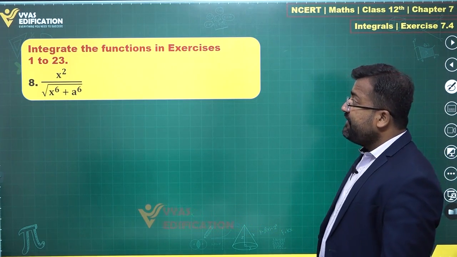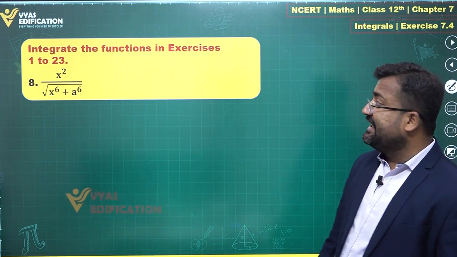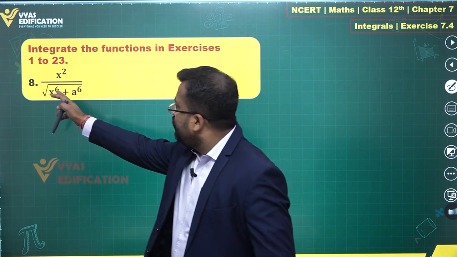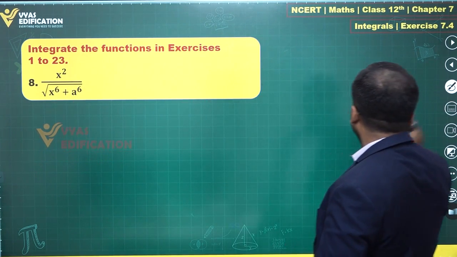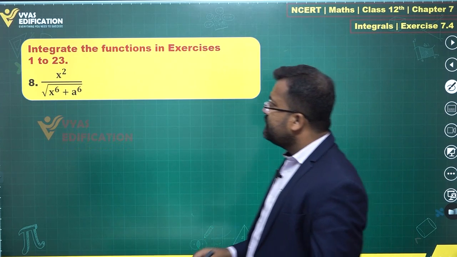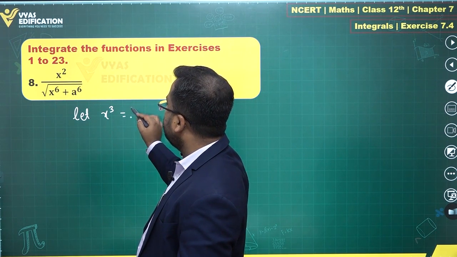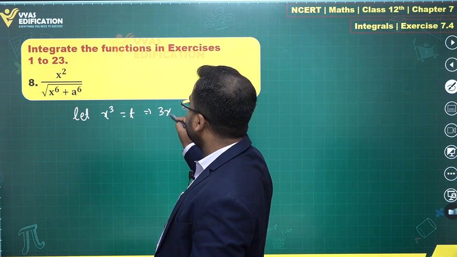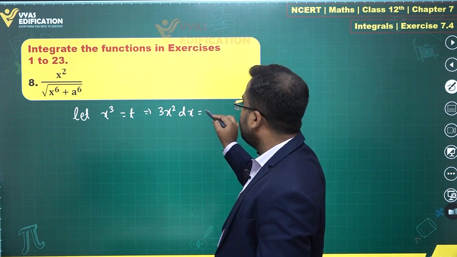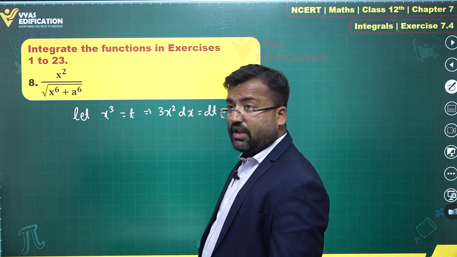In the 8th question, you have x power 6 plus a power 6 in the denominator. Oh, this is square of x cube and the derivative is present over there. Yes, that's what you'll use. So let x power 3 is equal to t, and that tells me 3x square dx is equal to dt. Okay.